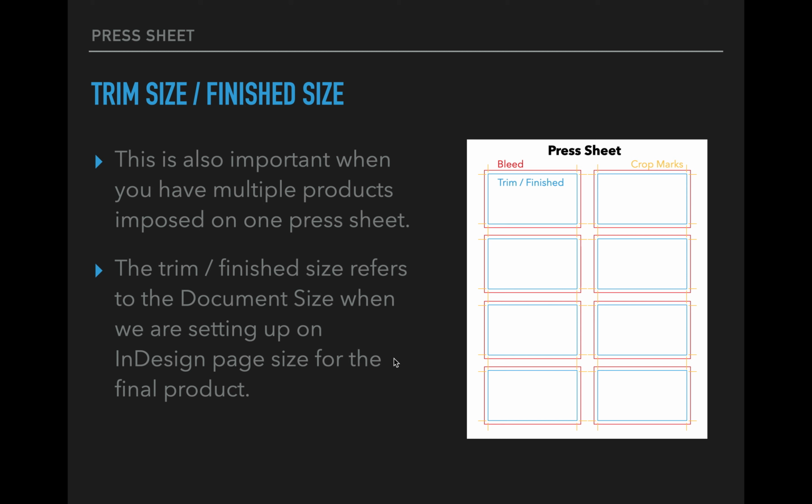This is also important when you have multiple products imposed on one press sheet. The trim or finish size refers to the document size when we are setting up our InDesign page size for the final product. So as you can see on the right again, every single business card will have a bleed because it has a finished trim size. That means every single card also has individual crop marks.